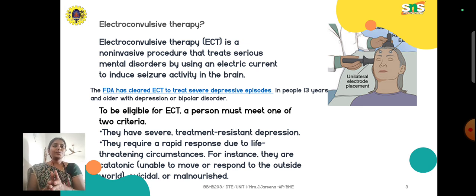In this process, this is a non-invasive procedure. Here we will be sending the electrical signal from outside in order to stimulate the particular brain cells. That way we are inducing seizure activity for a short span of time.